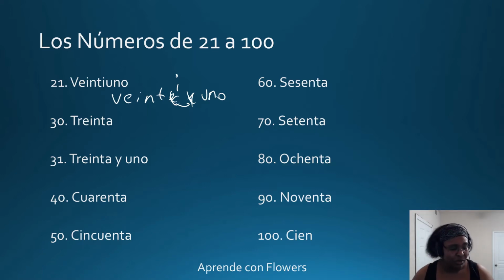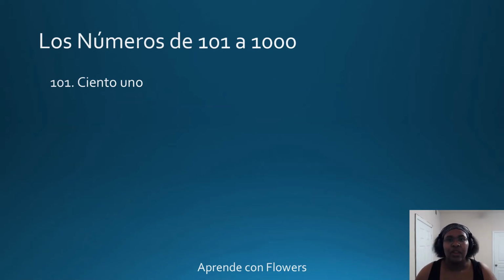Sometimes the difficult ones can be the difference between 60 and 70. But if you know your basics, you can tell sesenta as in 60 or setenta as in 70. Okay? So 100 doesn't follow the pattern. It's not going to be ciento, it's going to be cien. And it's going to be ciento all the way down. So 128, ciento veintiocho. Okay? So just keep that in mind.